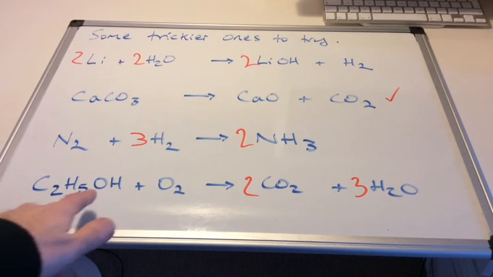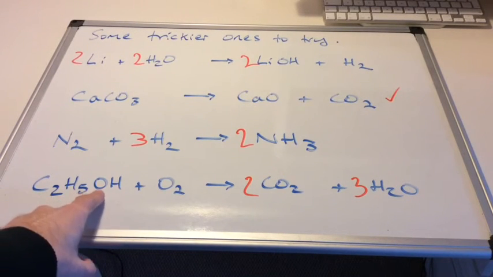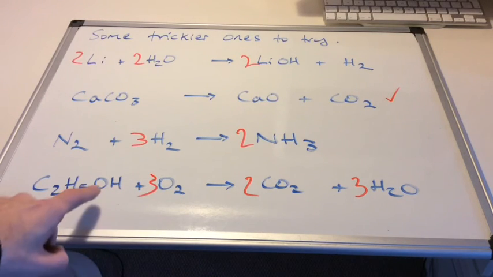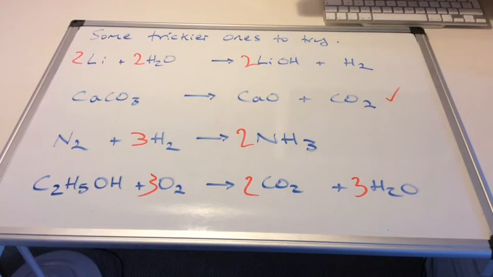Just be careful, there's an O in the alcohol, so that means we need 6 oxygens from the O2. So we'll put a 3 there, 3 2s are 6, plus that one there is 7. So they're all balanced now.